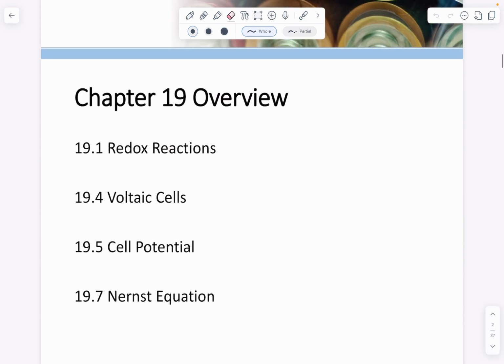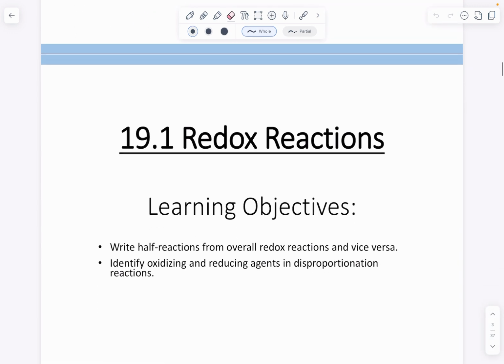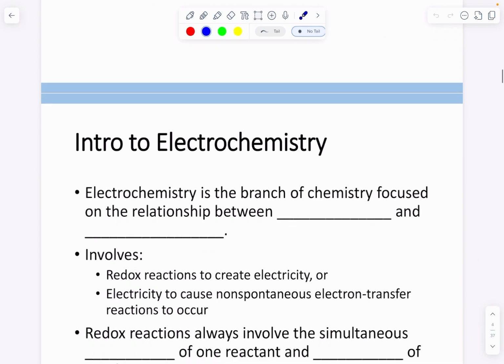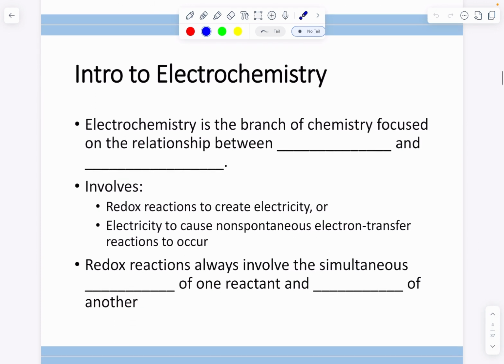We'll go through a few of these sections, which are listed here. Let's go ahead and start with 19.1, which is a bit of a review of redox reactions. One thing that's new is that we'll learn how to write half reactions from an overall redox, and then we'll talk about oxidizing and reducing agents. But a little bit of intro to electrochemistry.